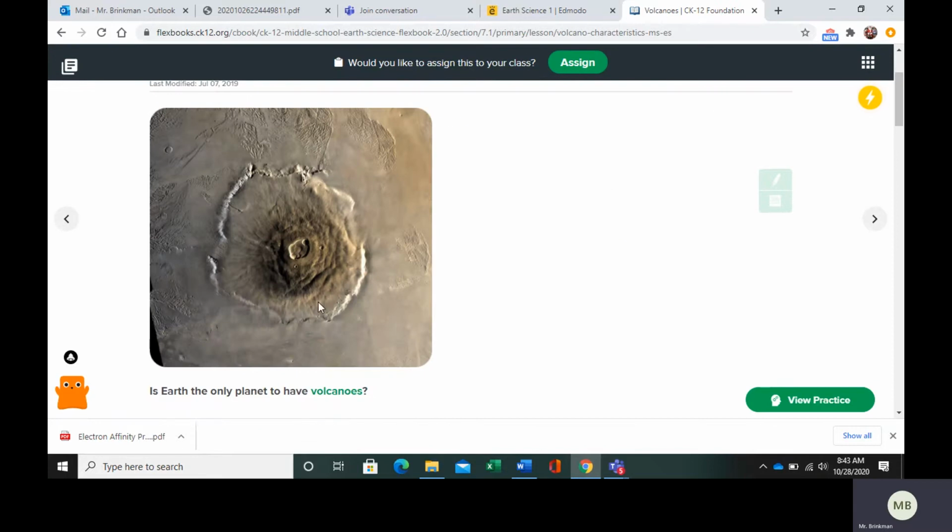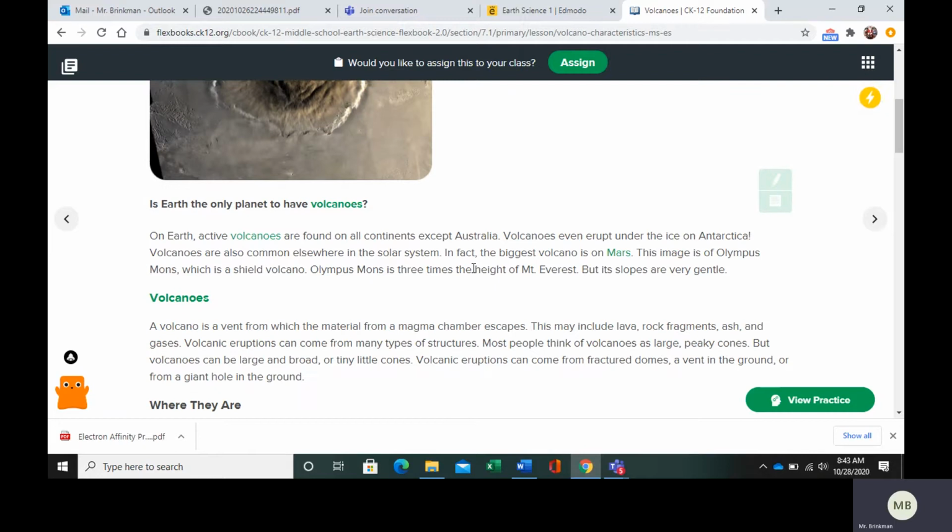So the picture here, this is actually the largest volcano in the universe. It is on Mars. It is called Olympus Mons, and it is a shield volcano. And Olympus Mons is actually 3 times the height of Mount Everest. Sorry, having a hard time pronouncing things this morning. But it has gentle slopes.